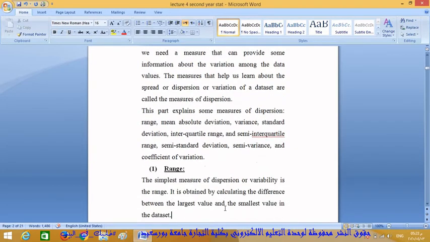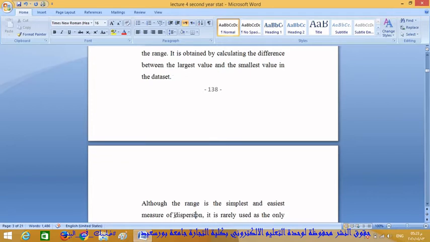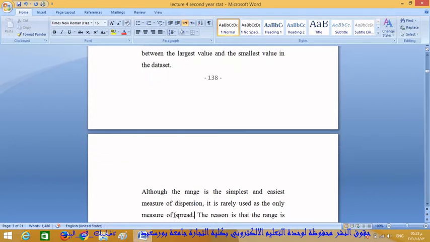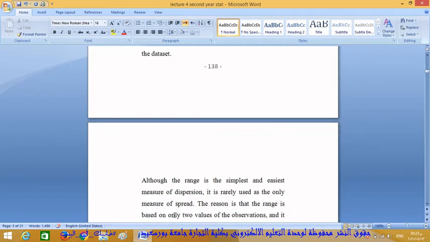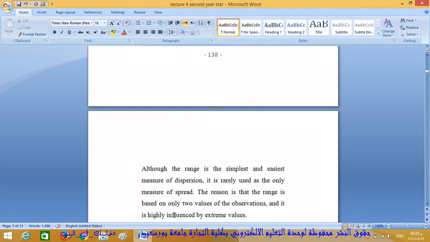Number one, the range. What's the range? The simplest measure of dispersion or variability is the range. It's obtained by calculating the difference between the largest value and the smallest value in the data set. Although the range is the simplest and the easiest measure of dispersion, it's rarely used as the only measure of spread. The reason is that the range is based on only two values of the observations, and it's highly influenced by extreme values.